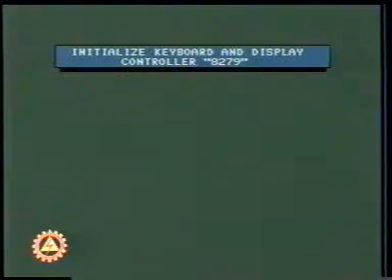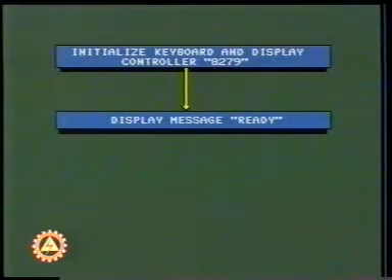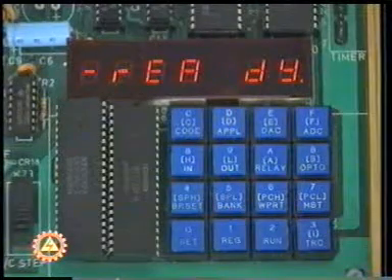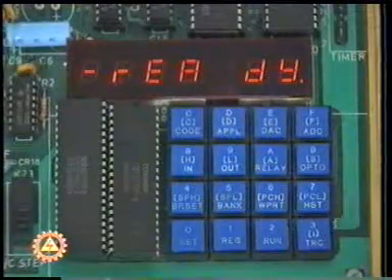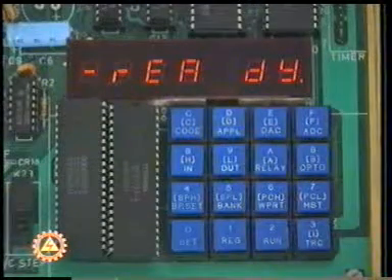Now we define these 3 steps in terms of detailed flowcharts, enabling us to write efficient programs which drive the system hardware. In the first step, we initialize the keyboard and display controller chip 8279 and generate a sign-on message, ready. This indicates that the system is waiting for operator's command.